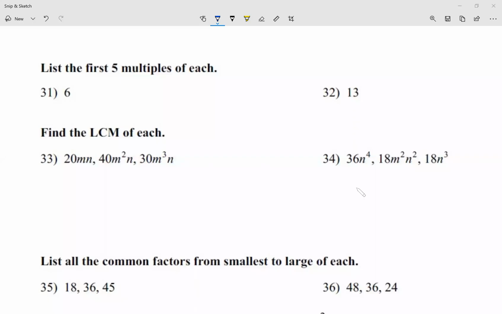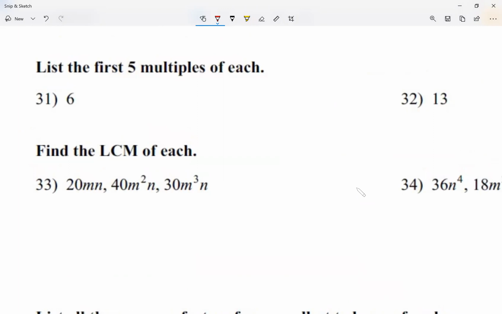Okay, now we're gonna still keep on looking at common multiples, but in this case, we're gonna include letters, all right? So let's take a look. Find the first 5 multiples of each. I wanna find out what are the multiples of 6. Okay, so just the first 5.